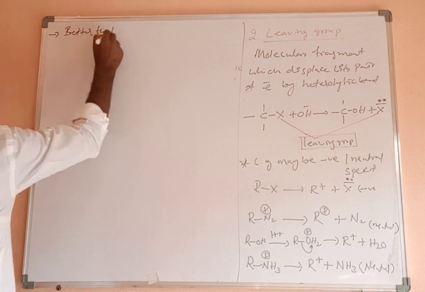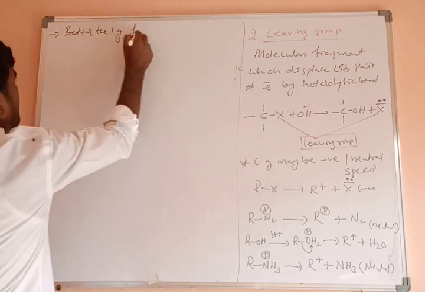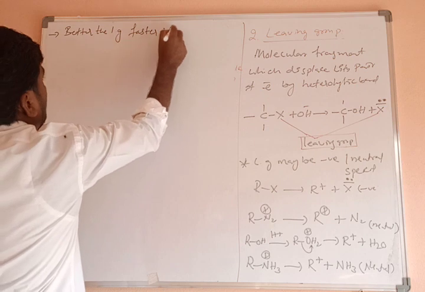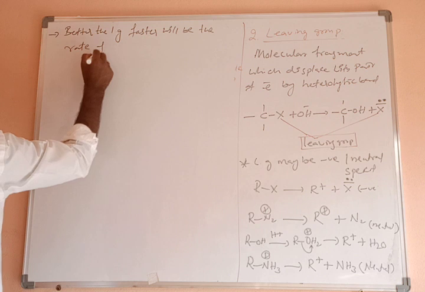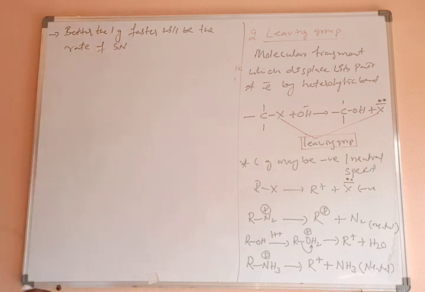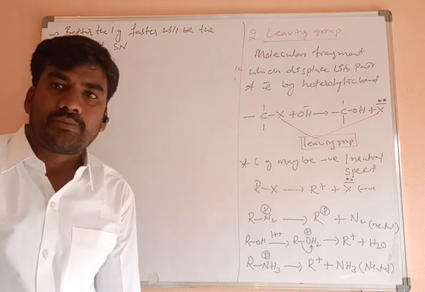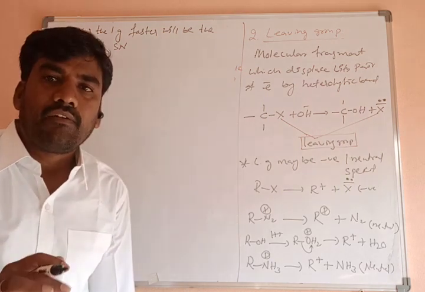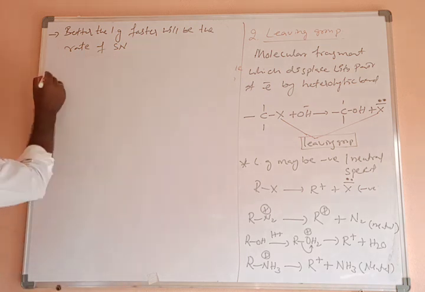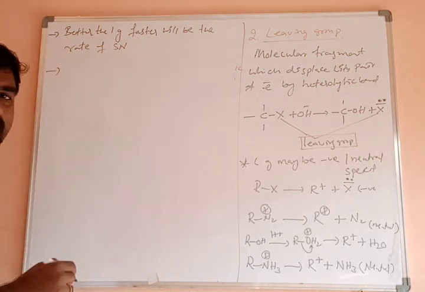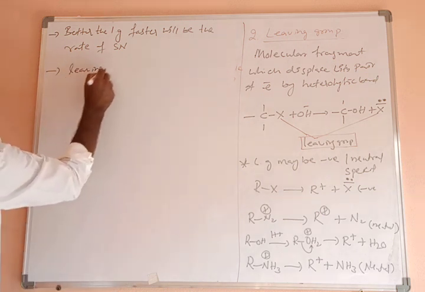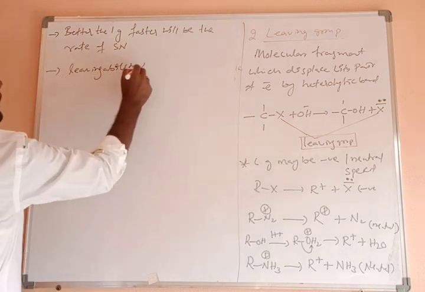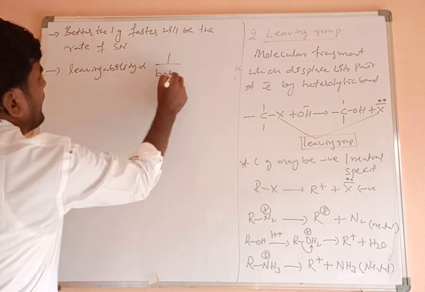The better the leaving group, the faster will be the rate of SN reaction. Better the leaving group, faster will be the rate of nucleophilic substitution reaction. It depends on the leaving ability of the leaving group. Now, this leaving ability of a leaving group is inversely proportional to the basic character.